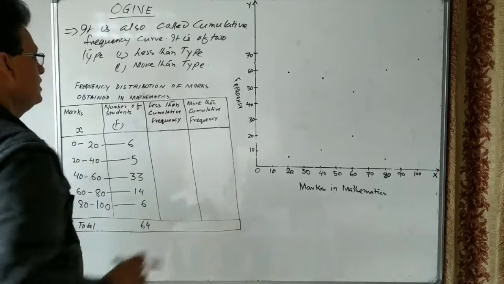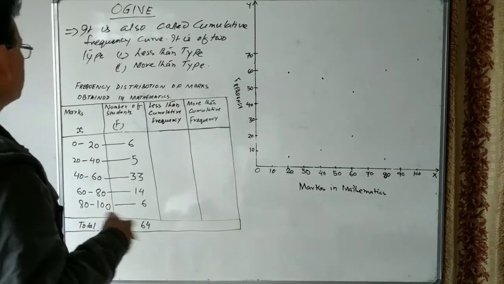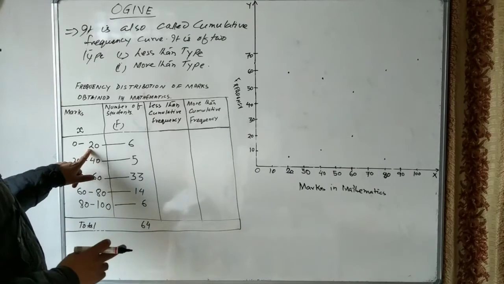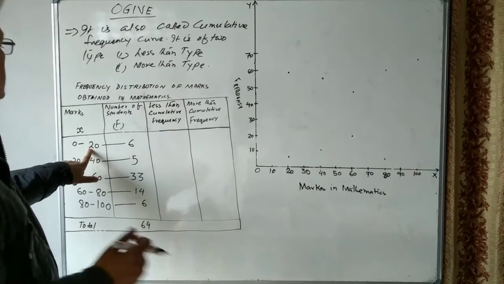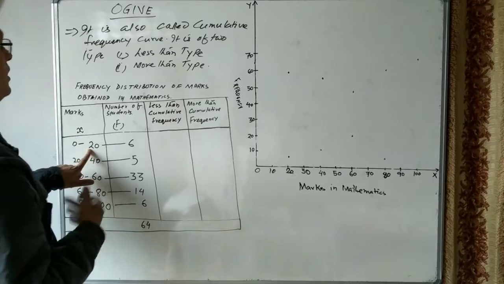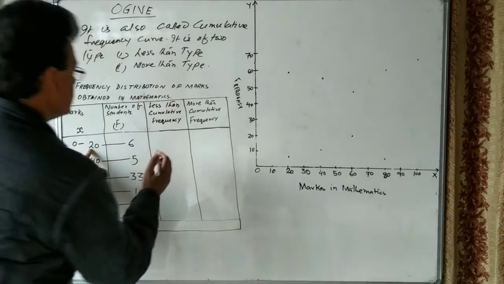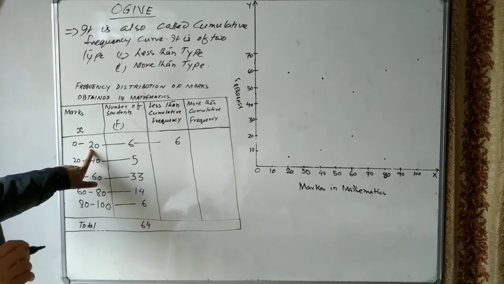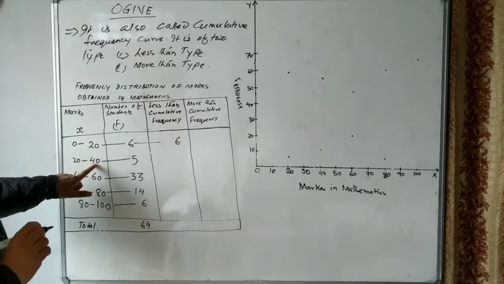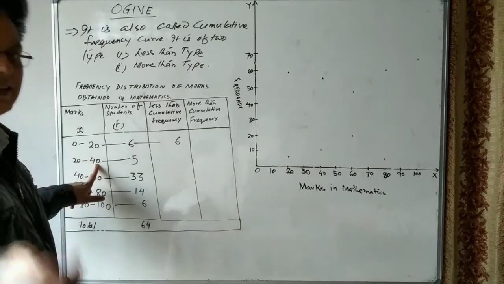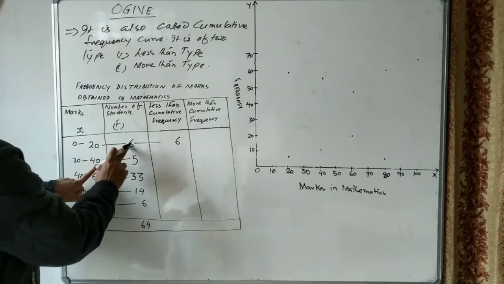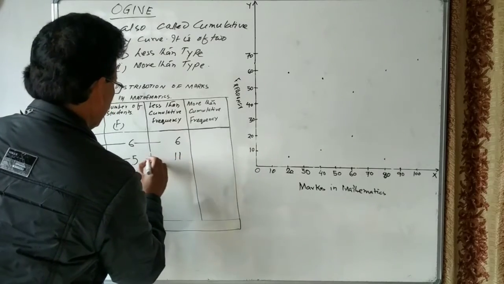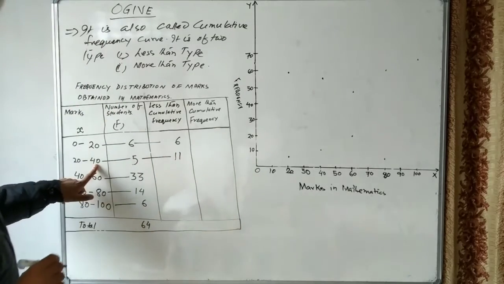So less than cumulative frequency means, let us see, how many students have got marks less than 20. These 6 students have got marks less than 20. Then how many students have got marks less than 40? It means 6 plus 5, these 11 students have got marks less than 40.